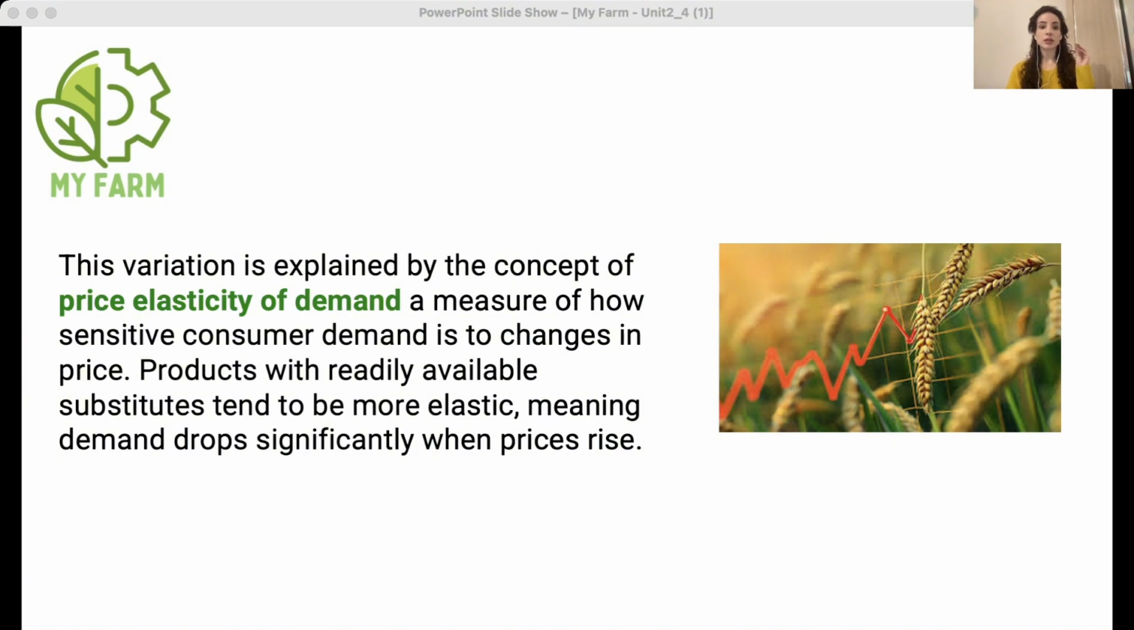This difference in consumer response is explained by price elasticity of demand. Price elasticity measures how sensitive consumers are to changes in prices. Some products experience large drops in demand when prices rise, while others experience only small changes.